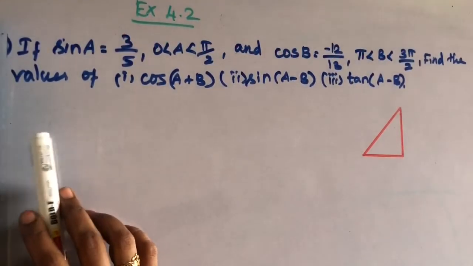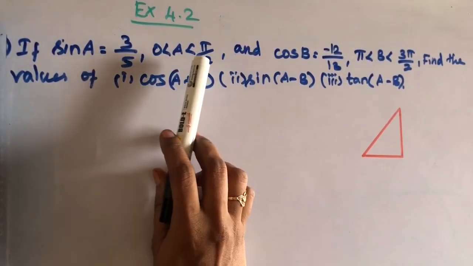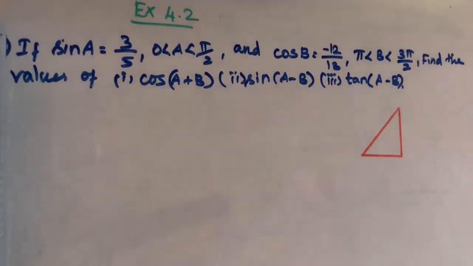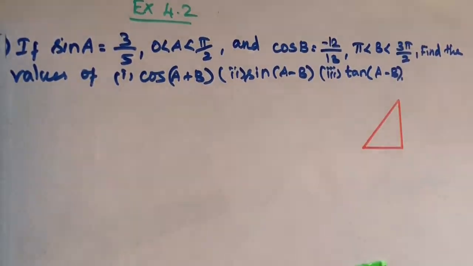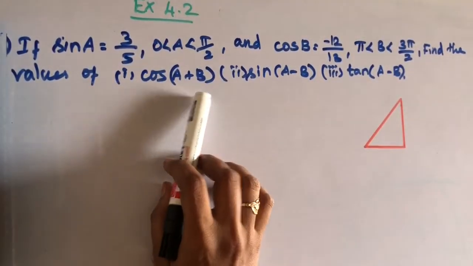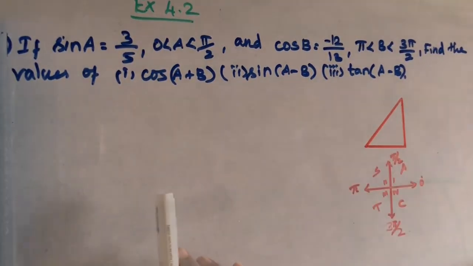Third question: if sin A equal to 3 by 5, 0 less than A less than pi by 2, and cos B equal to minus 12 by 13, pi less than B less than 3 pi by 2, find the values of cos(A plus B), sin(A minus B), tan(A minus B).